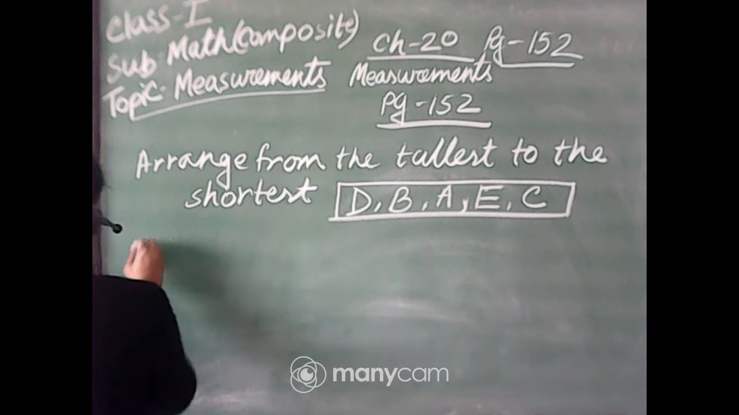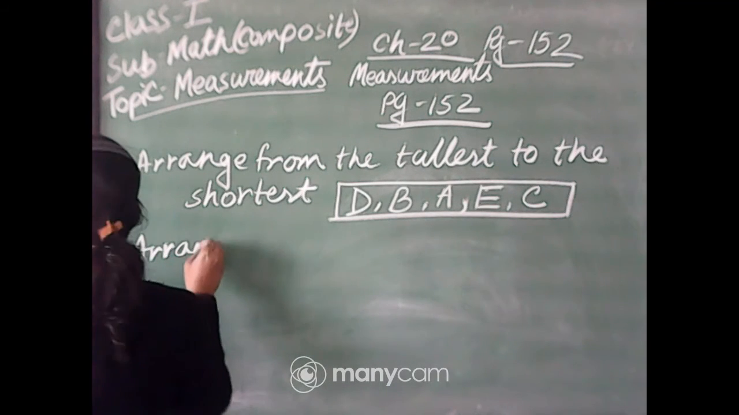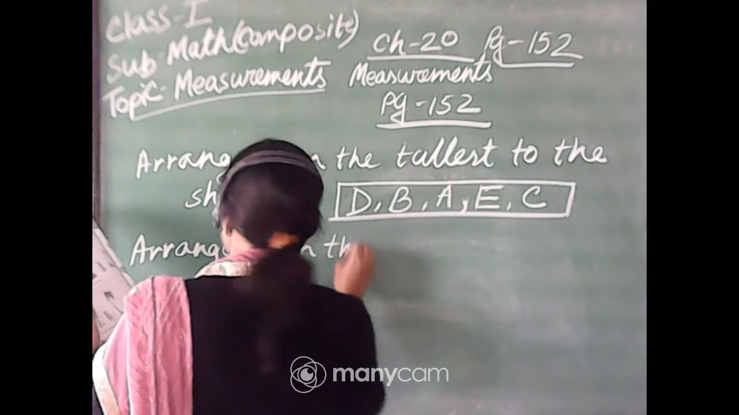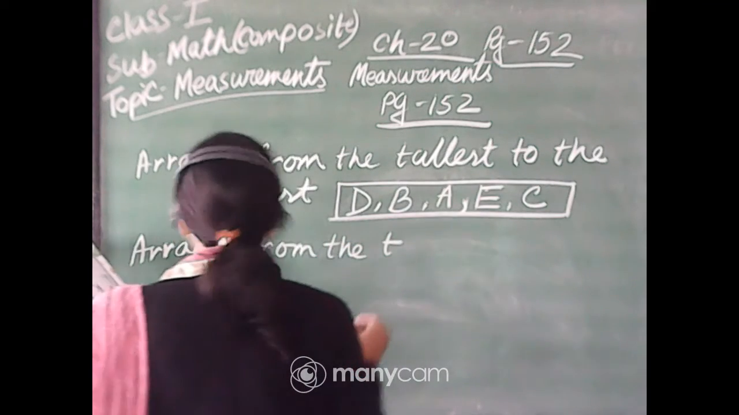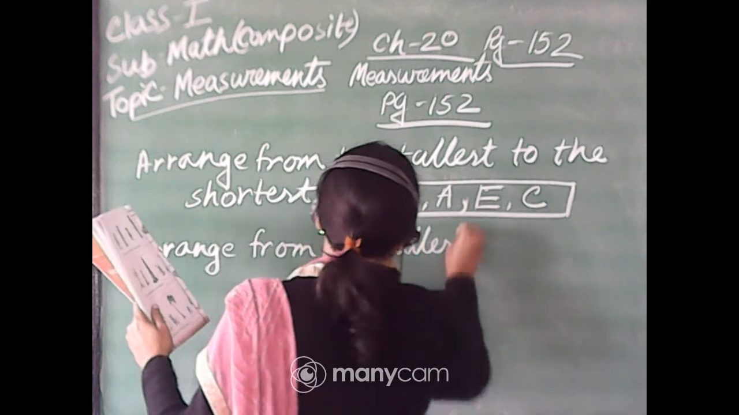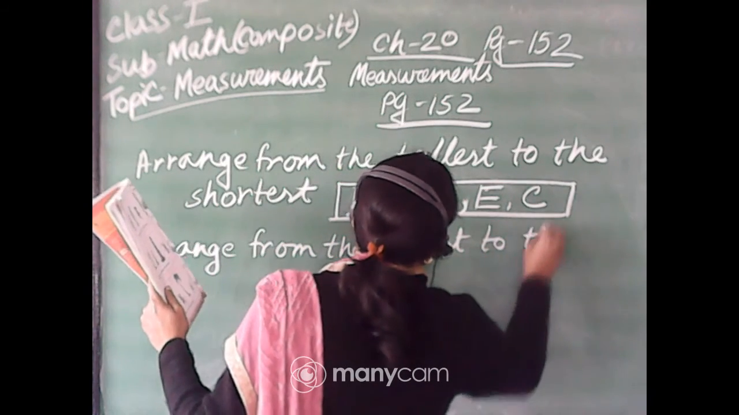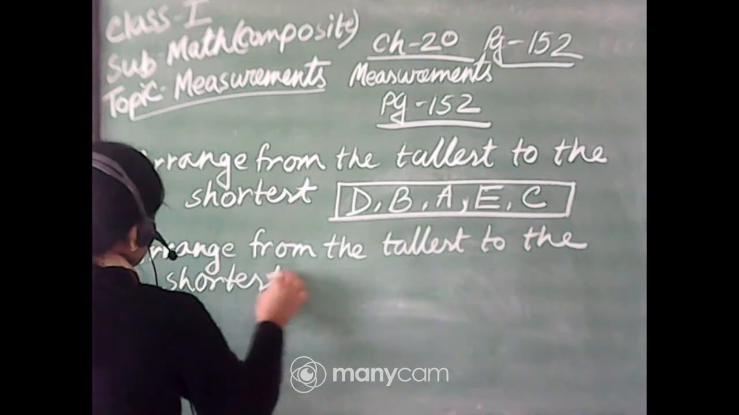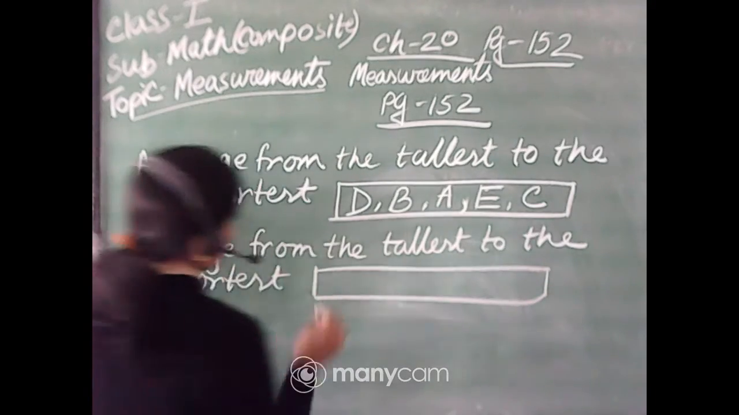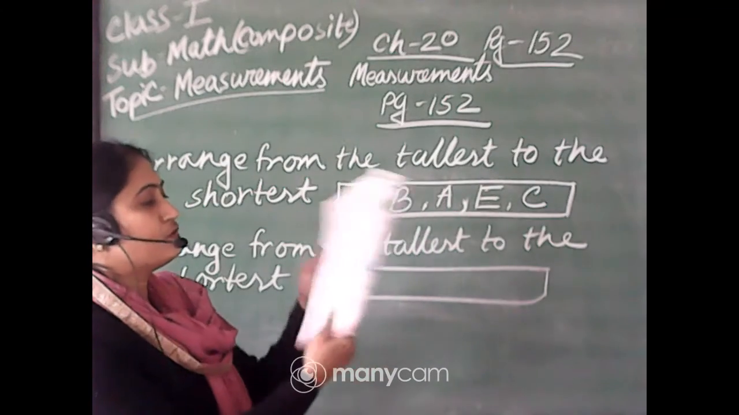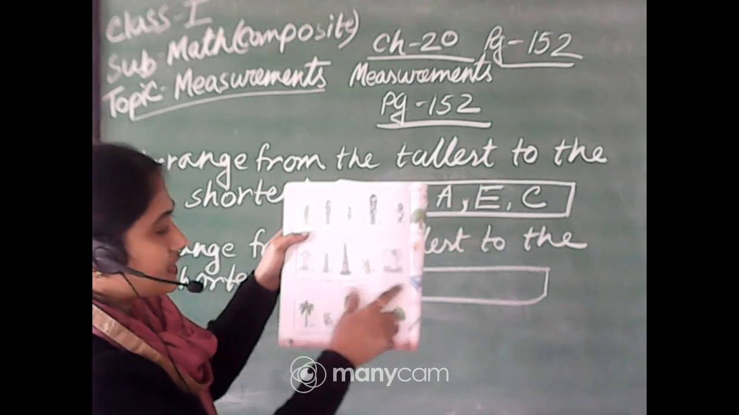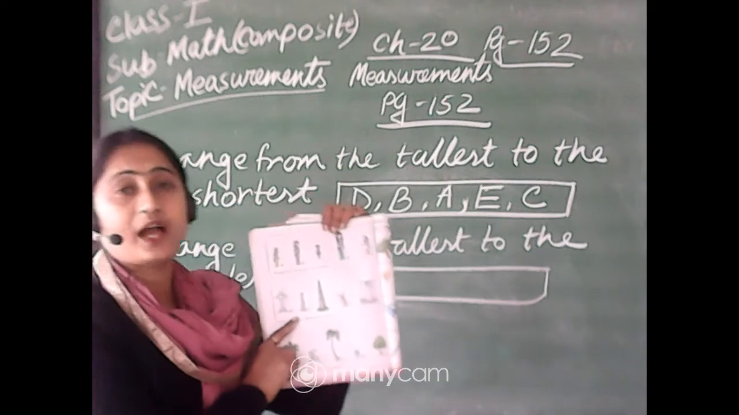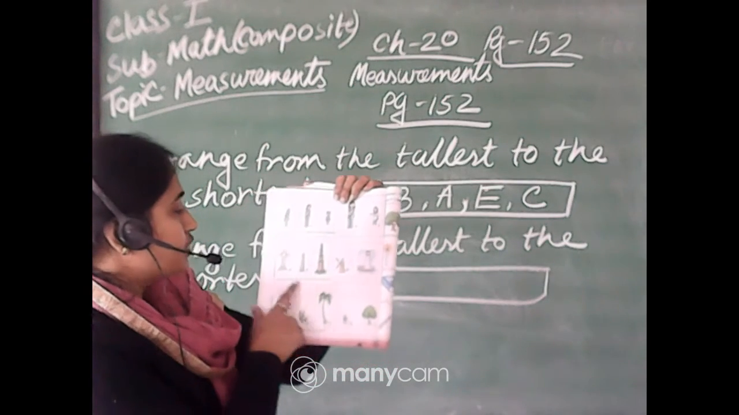Now next, arrange from the tallest to the shortest. Now here a few windmills and a tower, this picture is given, and numbering A, B, C, D and E. Here also you have to arrange them tallest to the shortest.